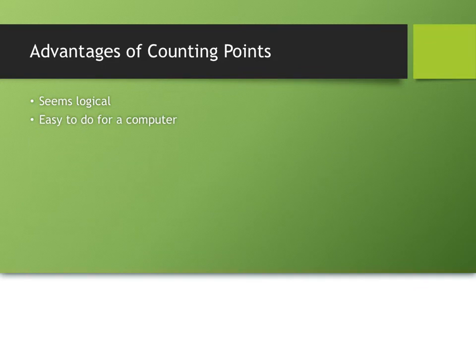Now here's some of the advantages for counting points. Now it does seem logical. Whoever has the most points should win. Okay? But sometimes, like we've seen, well, we'll talk about disadvantages on the next slide, but it seems logical. And for a computer, it's fairly easy to count up lots of points. Obviously, if you had 10 million ballots, you wouldn't want to do that by hand, but you could feed them through a computer and it would count up points fairly quickly for you.